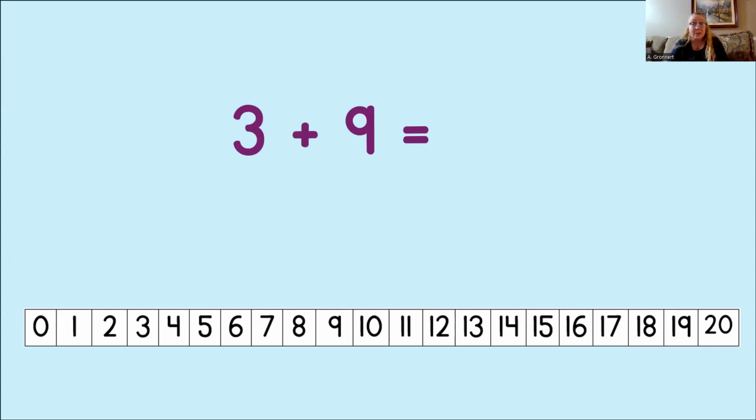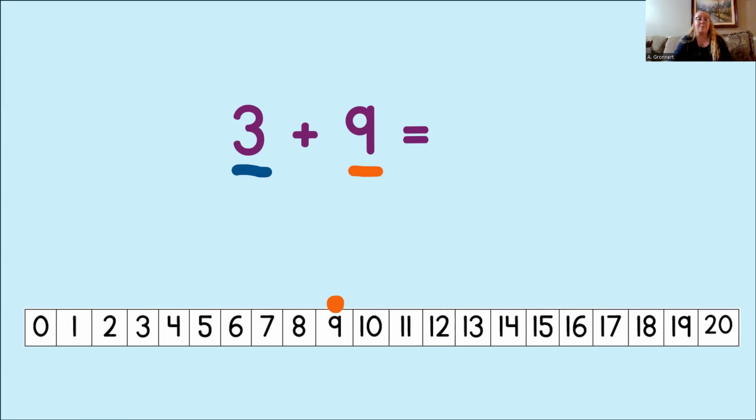Okay, do you remember what to do? First, yeah, look at the equation. We need to find, you got it, the greater number. Which one of the two add-ins is greater? Yeah, it's the number 9. So let's mark the number line on the number 9. Perfect. Okay, now we need to look at the equation again. Yes, we need to find that number 3 and count on 3 to add.